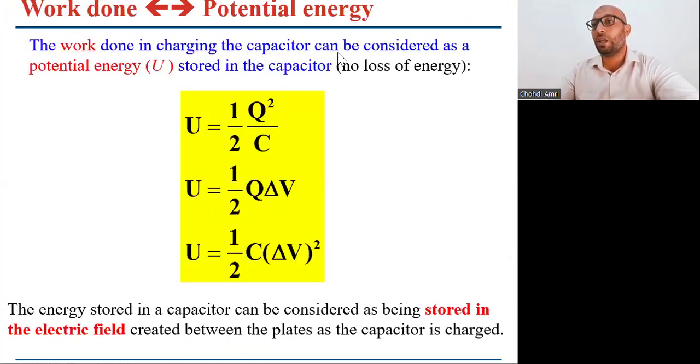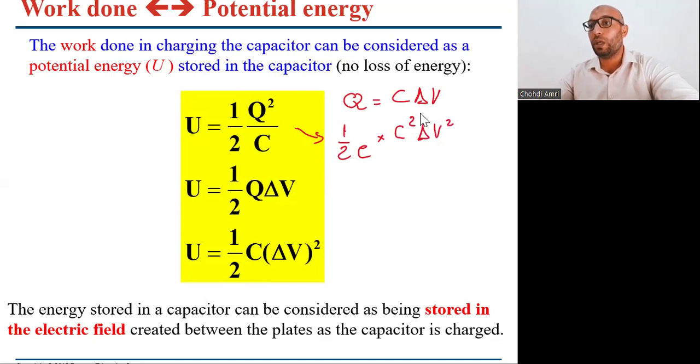Since the work done in charging the capacitor can be considered as potential energy U stored in the capacitor, as there is no loss of energy, we can write that the potential energy is half of Q squared over C. Don't forget that we can substitute Q by C delta V, and we can get two other equations. Let's try it with the first equation. The potential energy is equal to 1 over 2C multiplied by Q squared, and Q squared is C squared delta V squared. Here we can simplify by C, and we get half of C delta V squared. We can do the same thing to get the other expression.